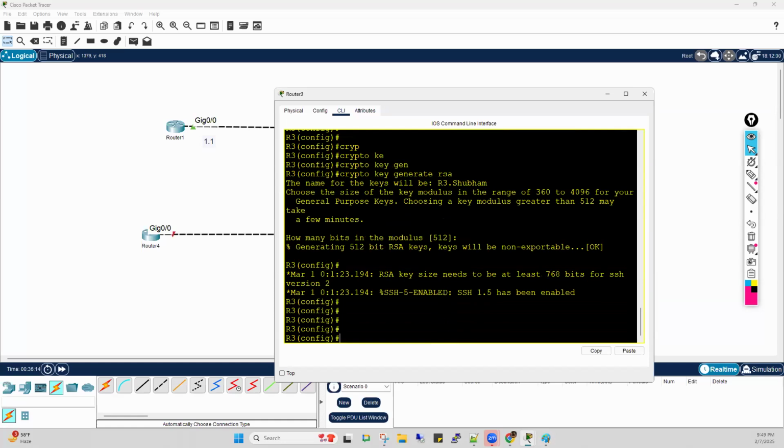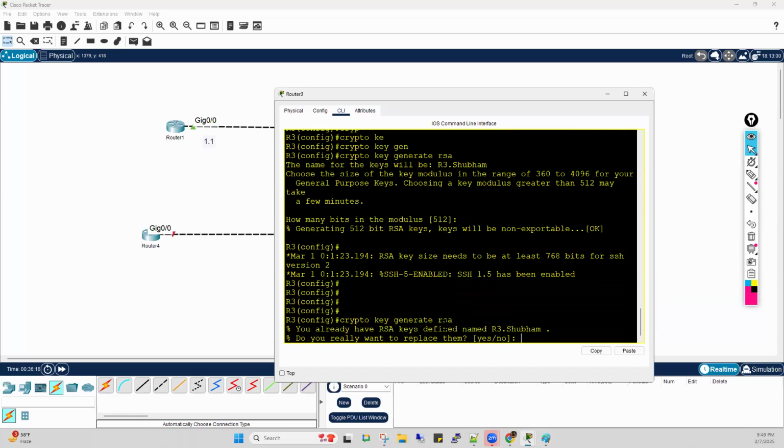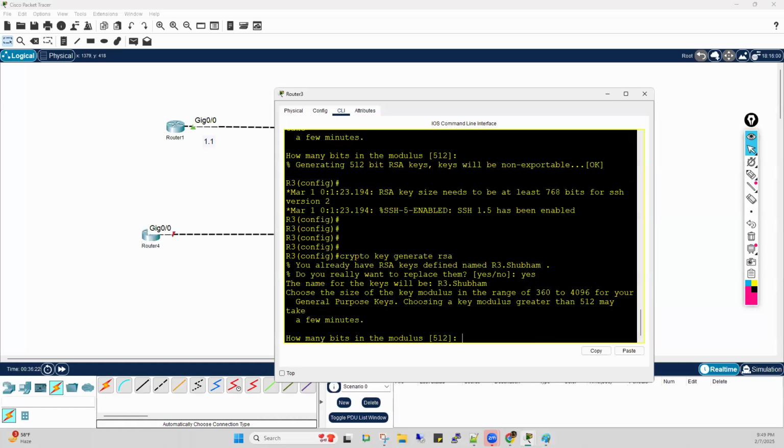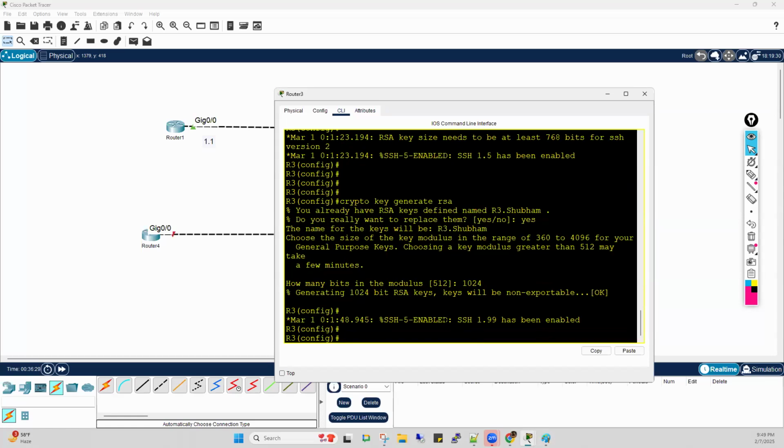What is the command? Again, see here: crypto key generate rsa. Do you want to replace them all? You can press yes. Now it is asking me the number. I told you, you can write the number 1024, for example. If you do not write it, then by default it will take 512.